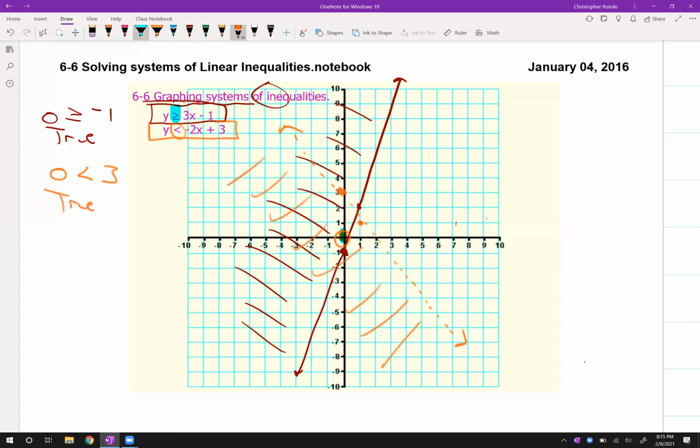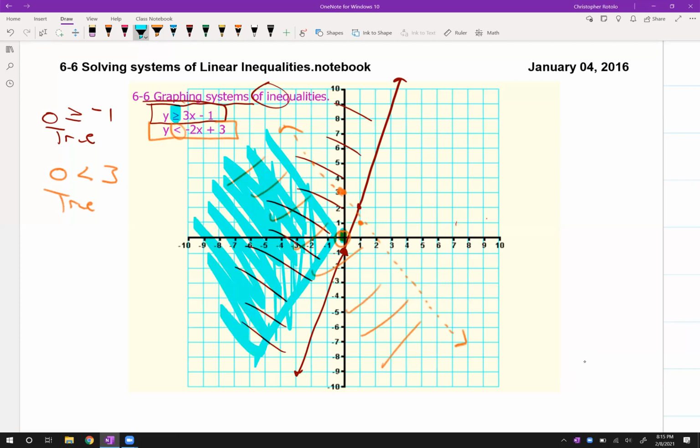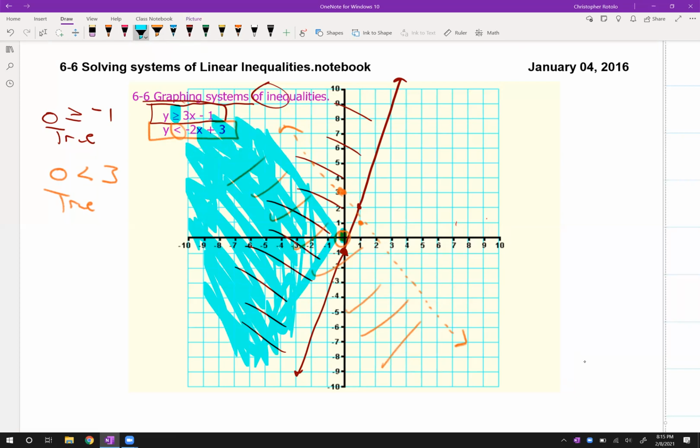And what we're looking for now, my dear friends, is the area shaded twice. Here it is. That is your solution. I don't need a single ordered pair. I need you to highlight all of the area in which it would be true. So that's everything to the left or the top of my maroon line and everything to the left or the bottom of my orange dashed line. That means any ordered pair I put in here will make both of these true.